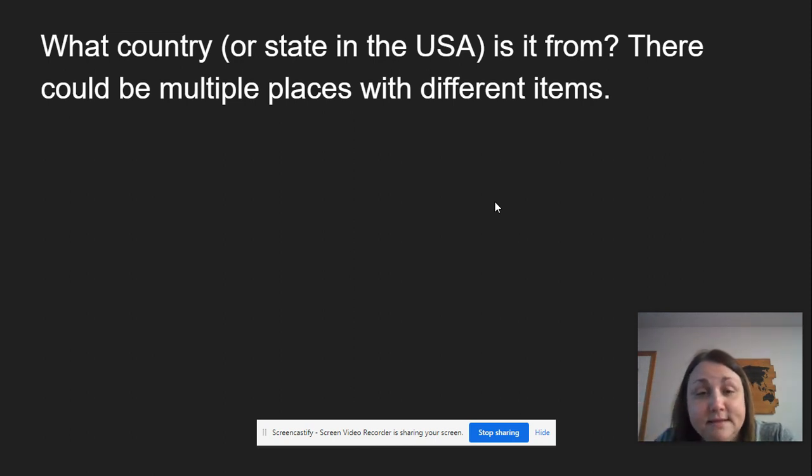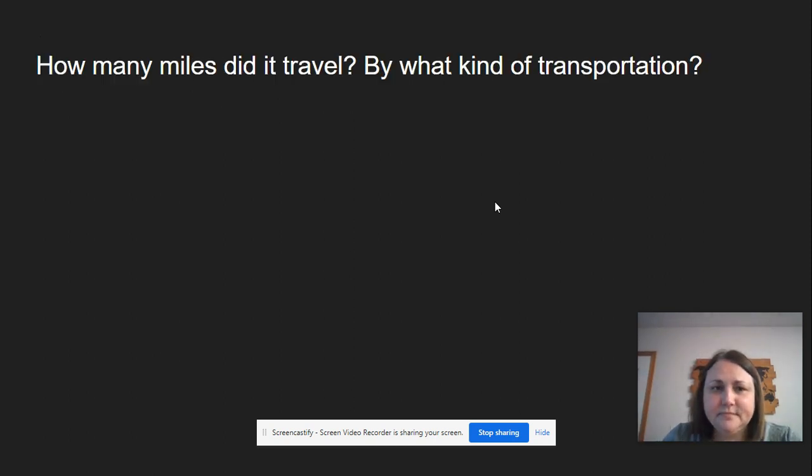If it's not listed on the label, go ahead and research it and try to figure this out. How many miles did it travel to get to where we are? So we're in the Rockford area. Approximately how many miles did it travel to get to the grocery store? And then really think about what kind of transportation, how it got here.